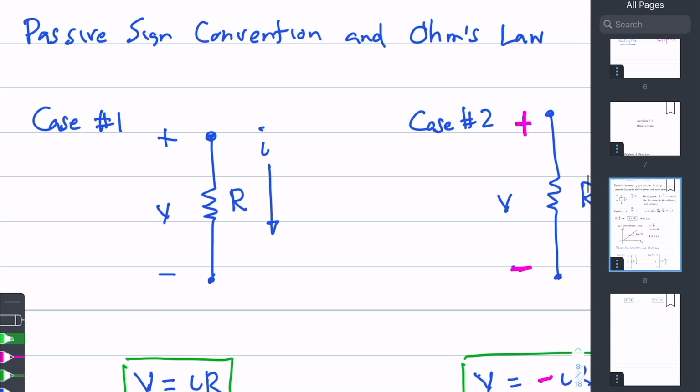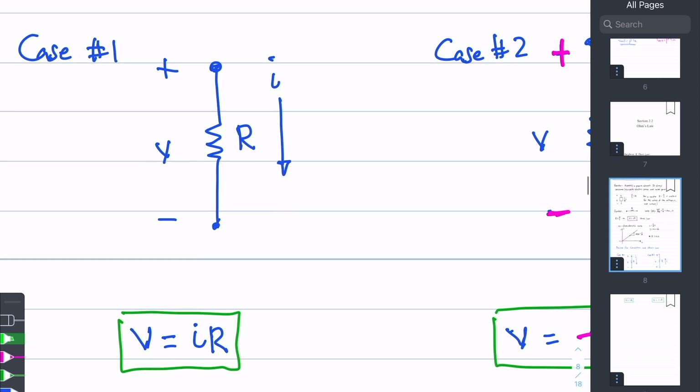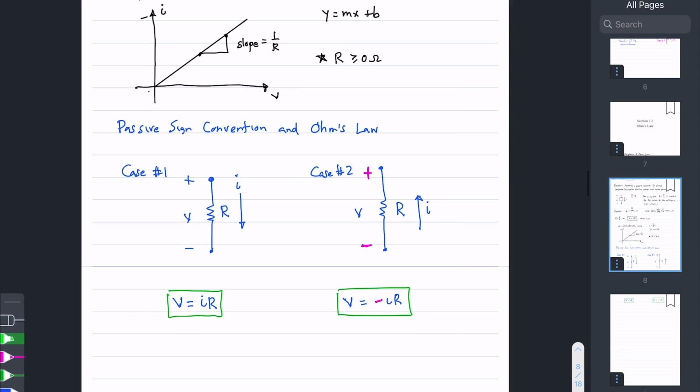Okay, and here, as Professor Aguilar explained, the voltage drop is from top to bottom, and the current is also from top to bottom. So you see that the IR equation does not have a negative sign, it has a positive sign. That's the passive sign convention. We saw that.